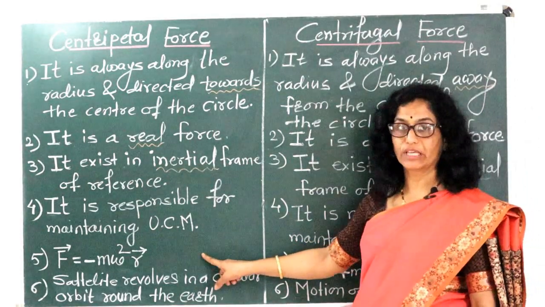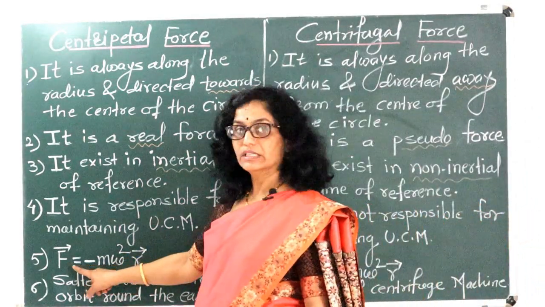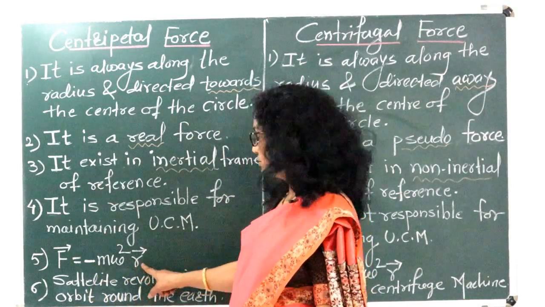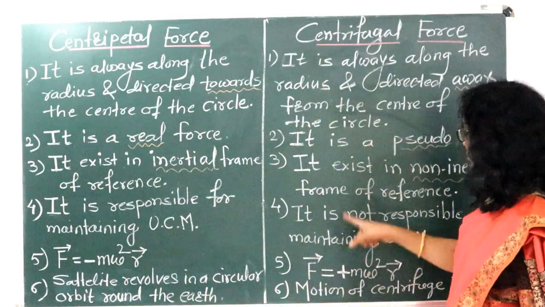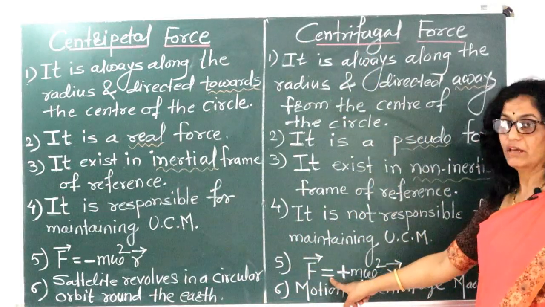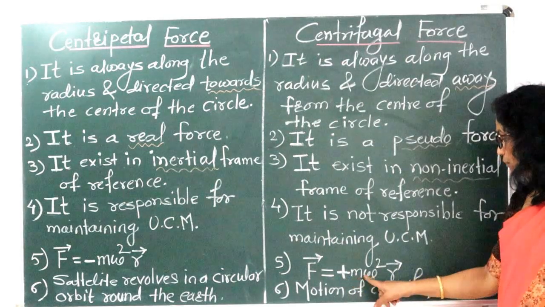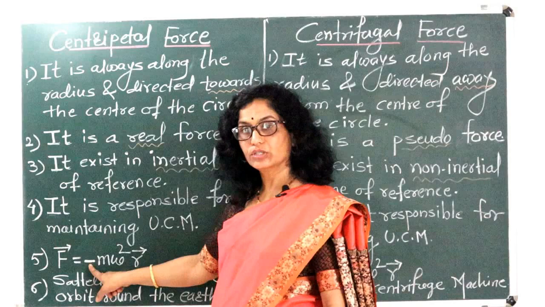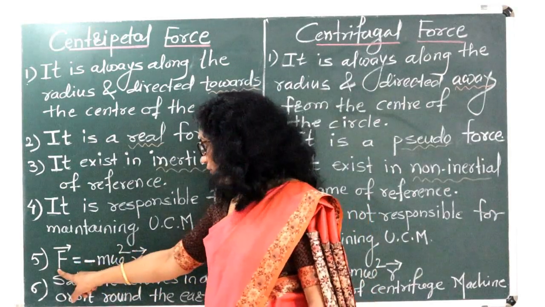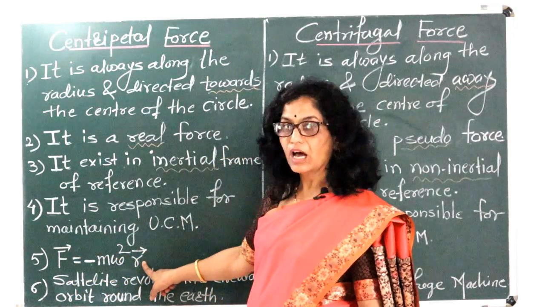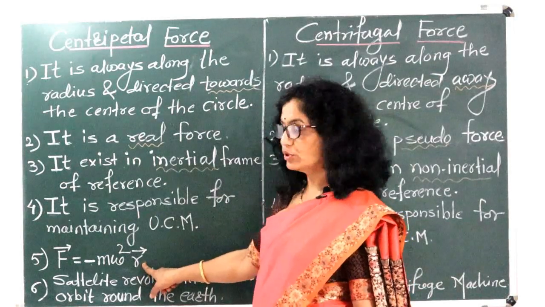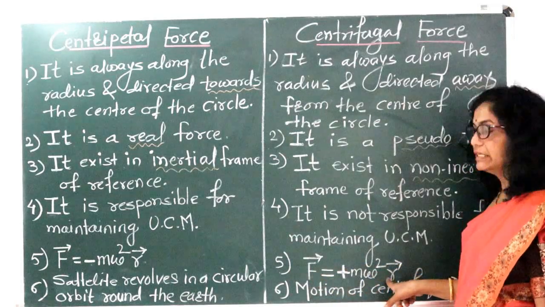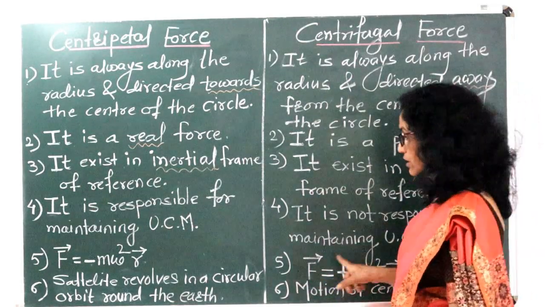In vector form, we can write centripetal force F vector equal to minus m omega square r vector. In vector form, centrifugal force, we can write F equal to plus m omega square into r vector. Here the negative sign indicates that centripetal force and radius vector are oppositely directed to each other, and in this case centrifugal force and radius both are along the same direction.